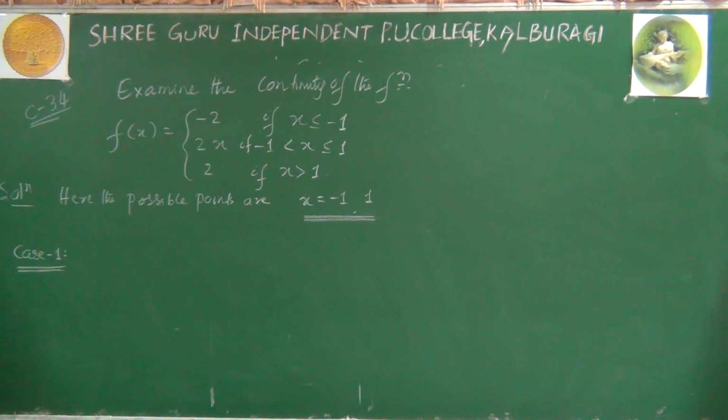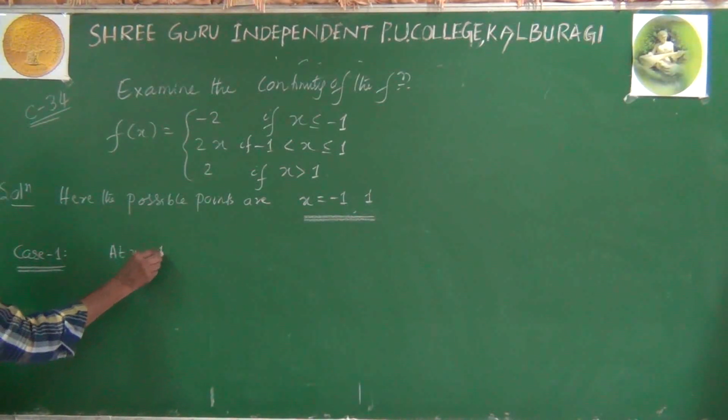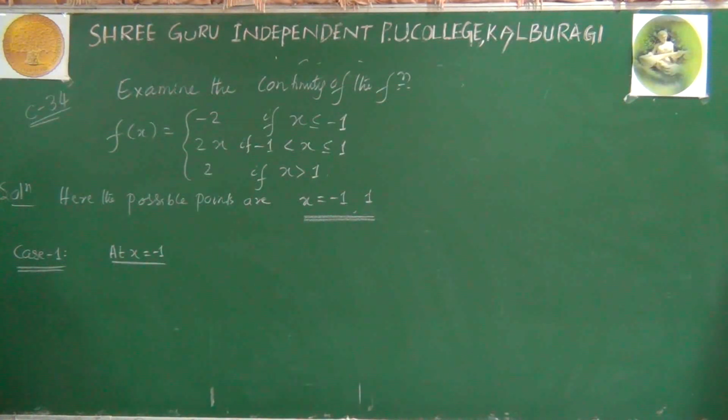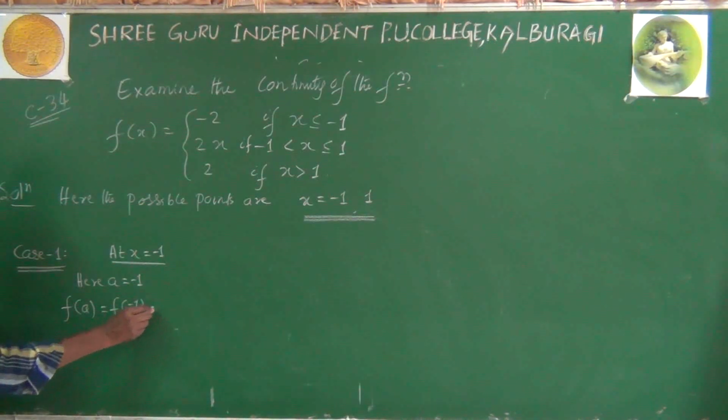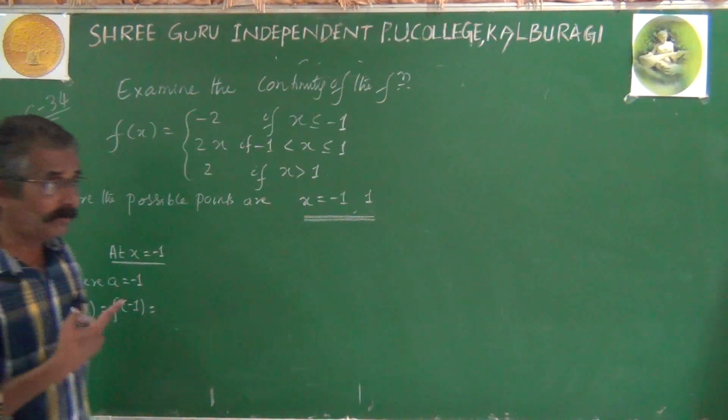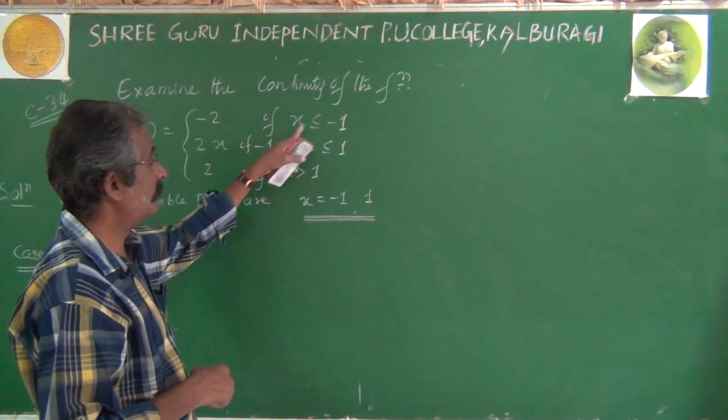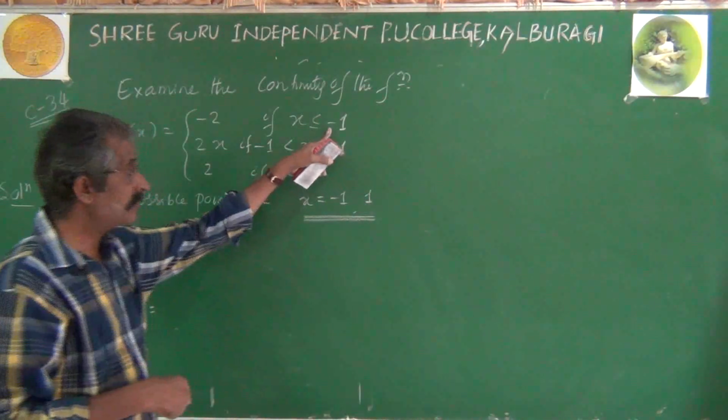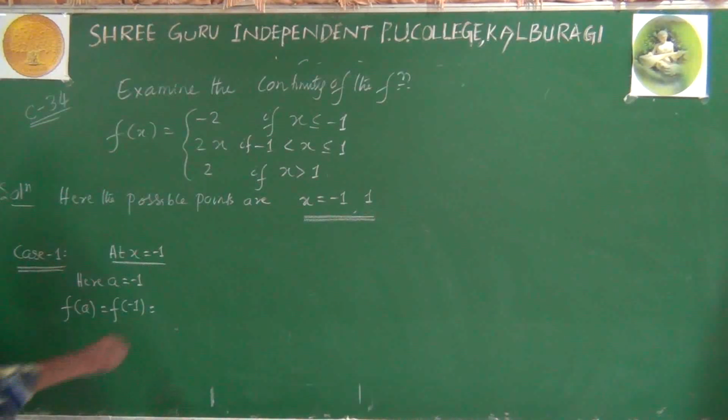First case, at x equal to minus 1. So in this case, a value is minus 1. Here, a equals minus 1. Accordingly, f of a, or f of minus 1, equals, you observe where x equal to minus 1 satisfies us. X equal to minus 1 satisfies us here, and accordingly that function value is minus 2.